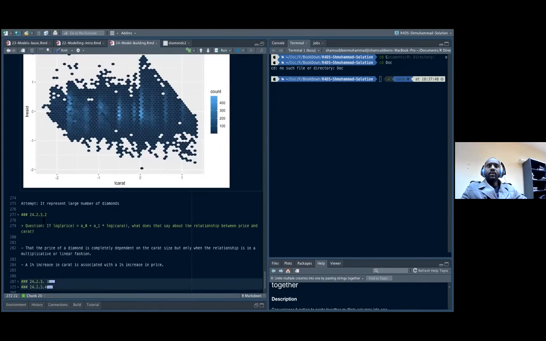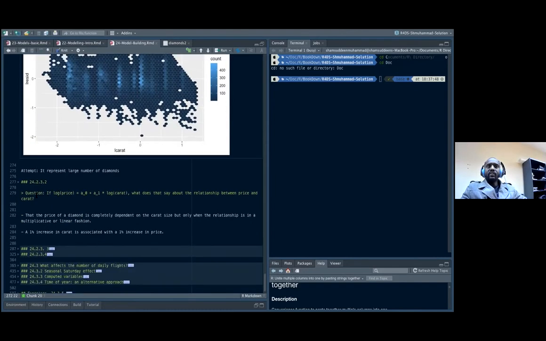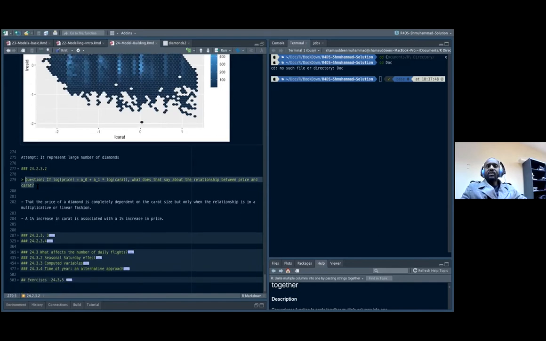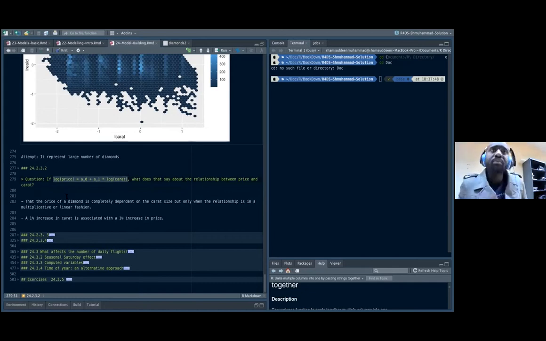And about this one, we have not discussed this one, where I said that I didn't understand the question last week. So let's go through it. The question says, if we have this, what does that say about the relationship between the price and the carat? So obviously we know that this relationship is a linear relationship. This is what I think, that the price of the diamond is completely dependent on the carat size, but only when the relationship is in linear fashion.